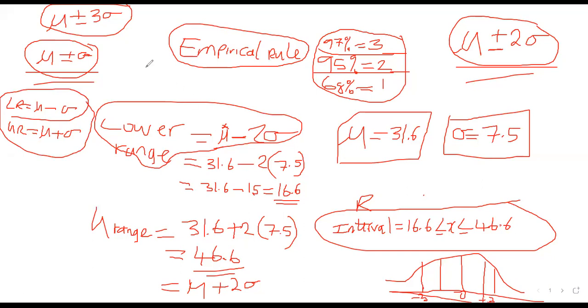Even for within 3, it's just the same concept. What will change is the number. It will be 3 here, but the concept is what is very, very important. So this is one empirical rule, where we have 1 standard deviation, 2, and 3. Now let me explain the other one, which is the Chebyshev rule.